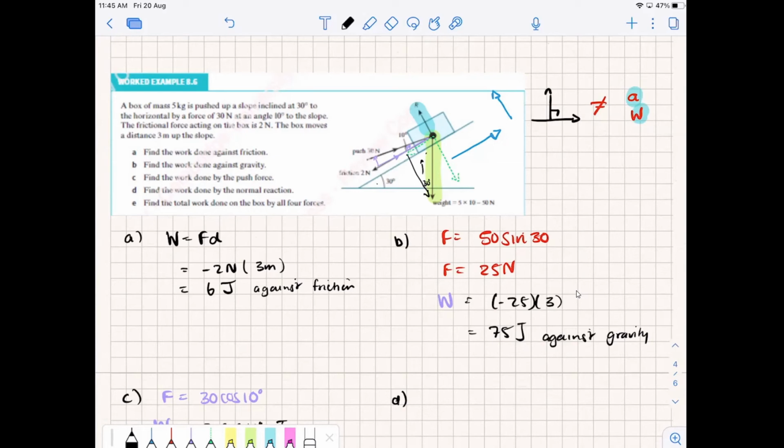Okay? However, in our situation, that normal contact force is perpendicular to the surface, which happens to be perpendicular to the direction of motion. And so, what is the work done by the normal contact force?